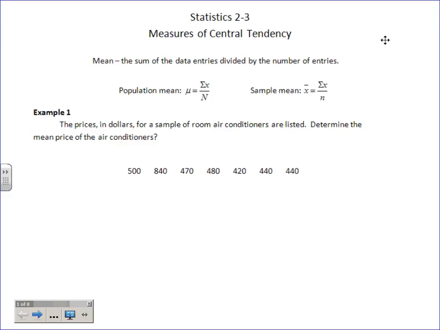What's that? Yep. Yeah, we're going to use the same numbers for various problems.